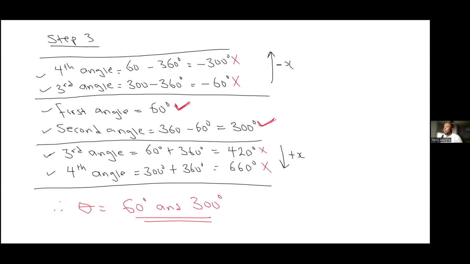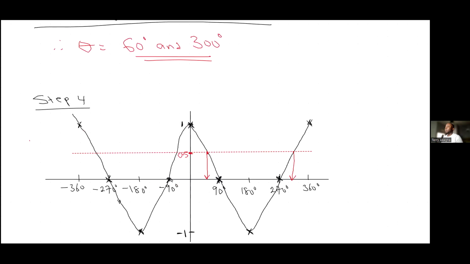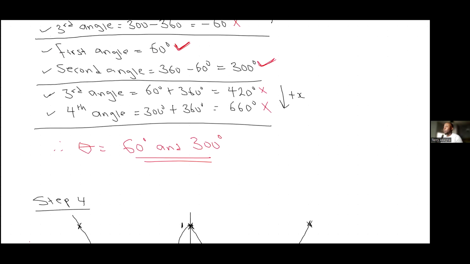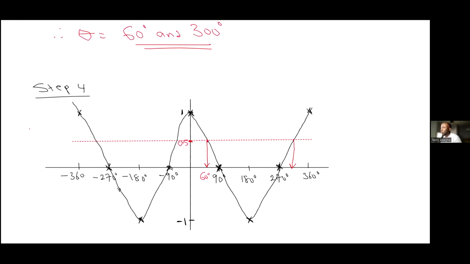So that means this point here is 60 degrees. Then the second angle that we found here was 300. So you can see this point here is going to be 300 degrees. Now, there are other solutions, but because we're only interested between 0 and 360, this was the range we're interested in, and that was the reason we only selected these two values as our answer.